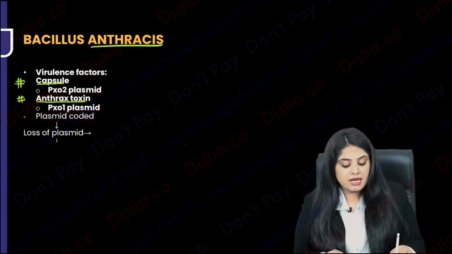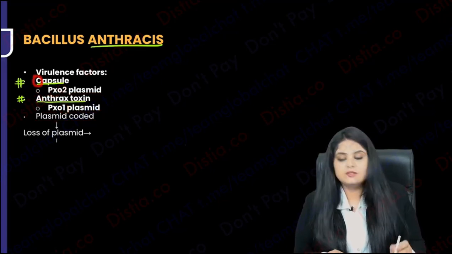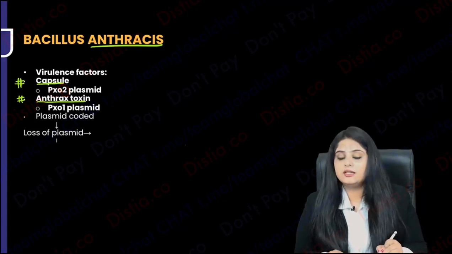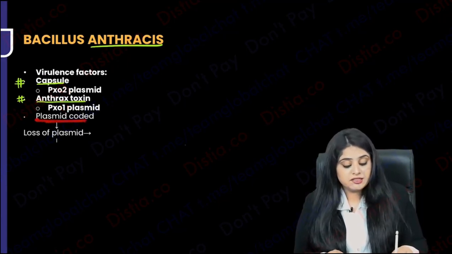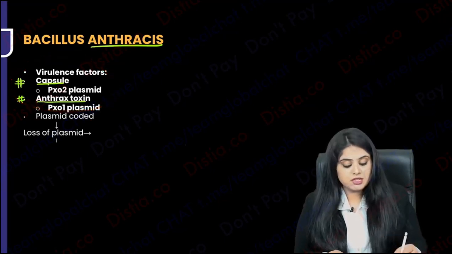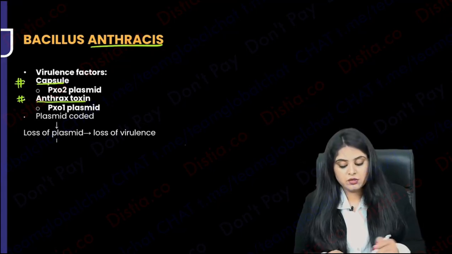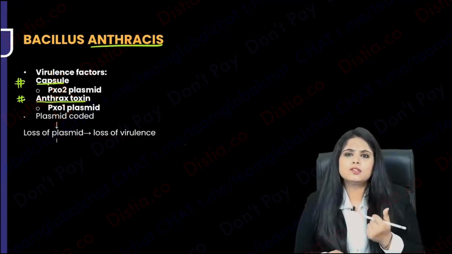PXO1 and PXO2. So remember, anthrax toxin, A is the first alphabet and capsule is going to be the second, third alphabet. So basically PXO2 is for the capsule and PXO1 plasmid is for the anthrax toxin. So this is basically plasmid coded. Both of these virulence factors are plasmid coded. So just imagine, if the plasmid is lost, what is going to happen? There is loss of virulence. This is not going to be virulent any longer, because if the plasmid is gone, then the capsule is also gone, the toxin also gone.